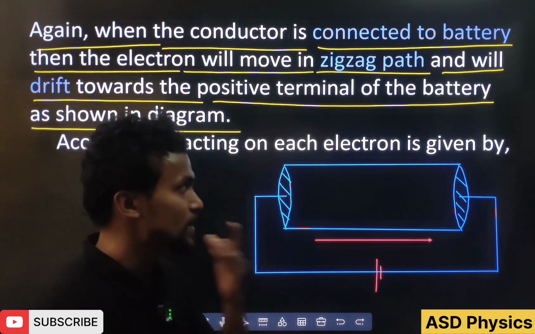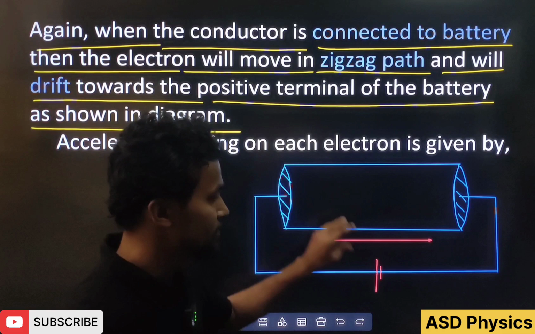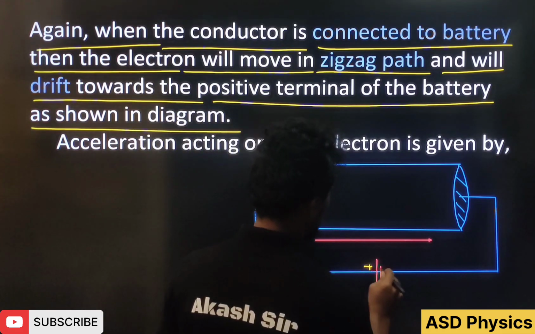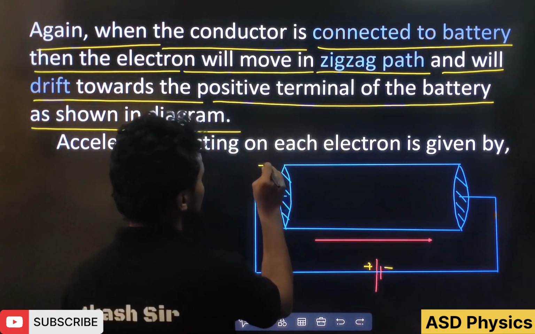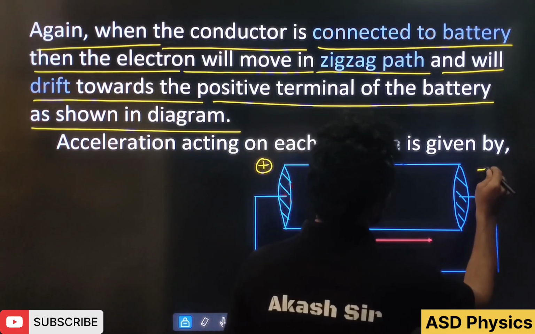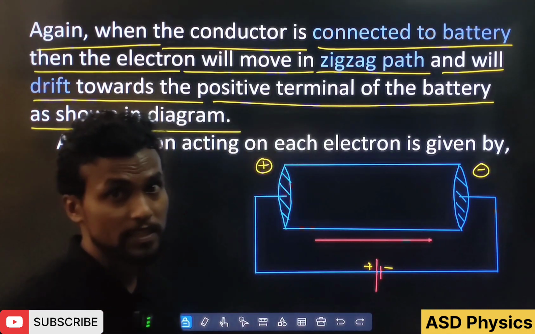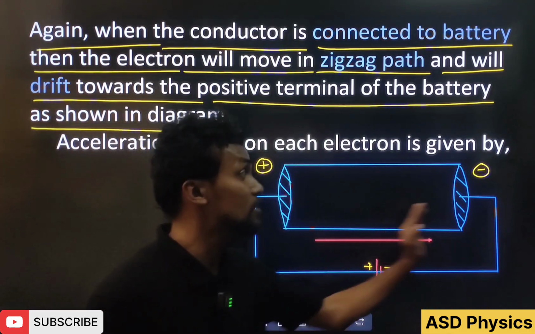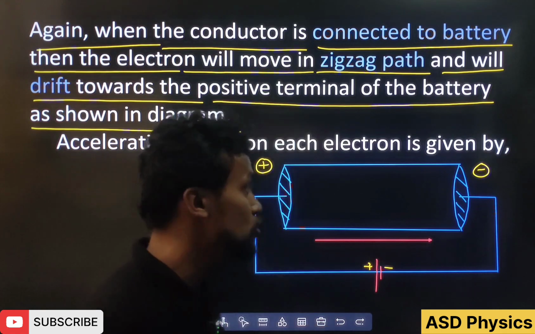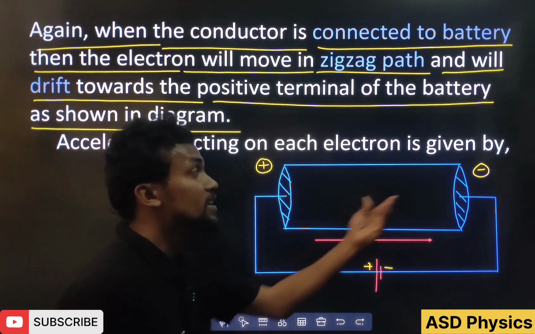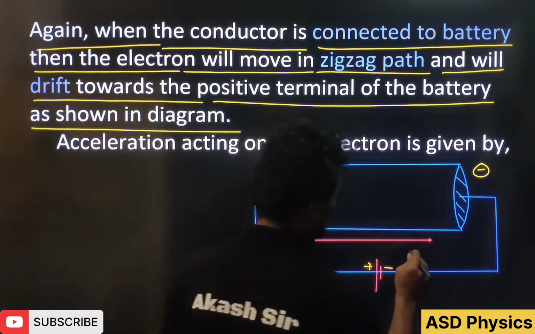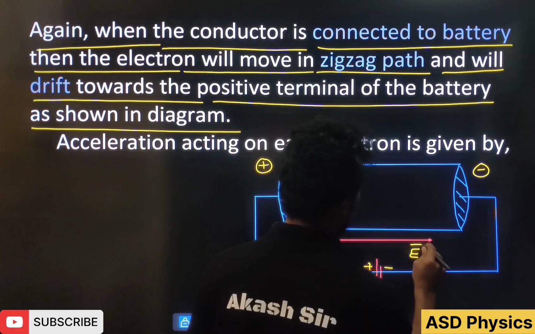Now what has happened here? This conductor is there, and now we have connected it to the battery. This is the plus terminal, this is the minus terminal. So this end of the conductor is positive and this end of the conductor is negative. Because of this, an electric field will be created inside the conductor, from the positive end of the conductor to the negative end of the conductor. And this electric field I am writing here as E.